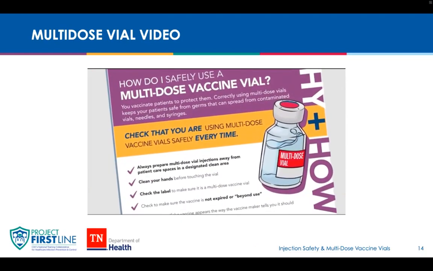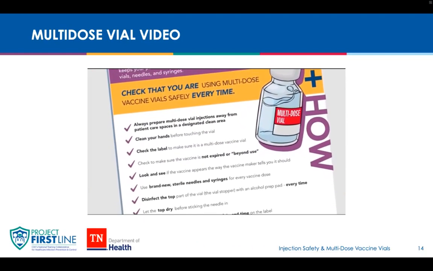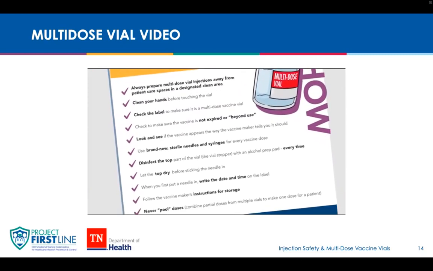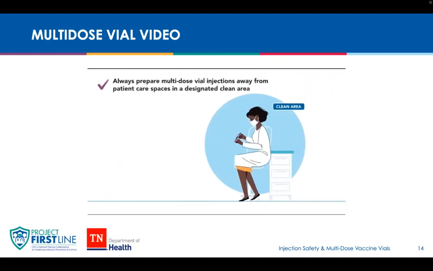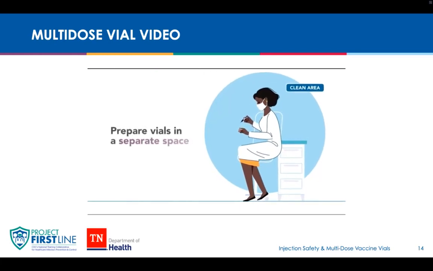However, depending on the vaccine, the maker may recommend additional steps, so be sure to check before starting. Step 1. Always prepare multi-dose vial injections away from patient care spaces in a designated clean area. Preparing multi-dose vials in a separate space helps ensure they are handled correctly and decreases the chance for mistakes.